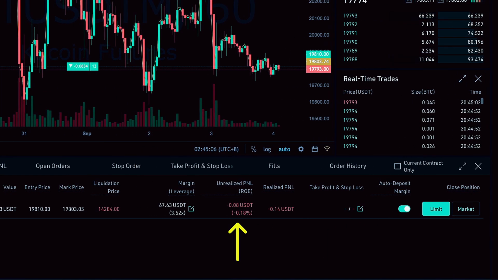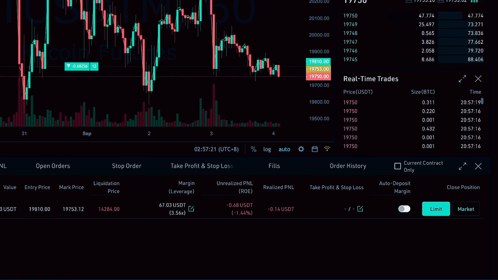The unrealized P&L, profit and loss, shows us how much we would profit or lose if we were to close this position right now. Then we also have the realized P&L. This shows us exactly how much we have profited or lost selling a percentage of our position, as well as the fees involved with opening, holding, and closing this position.